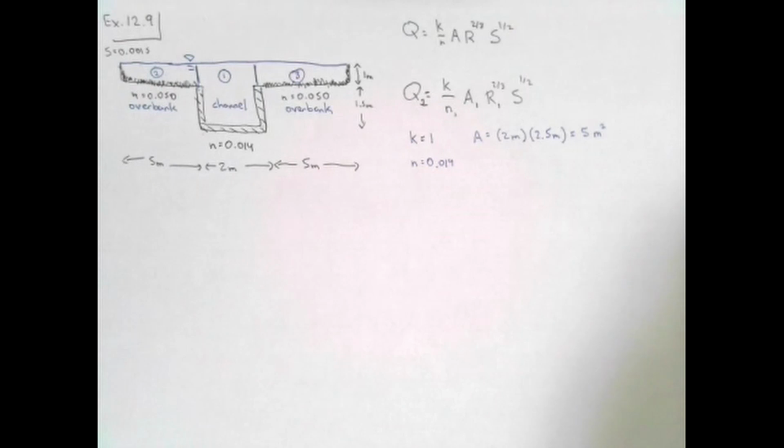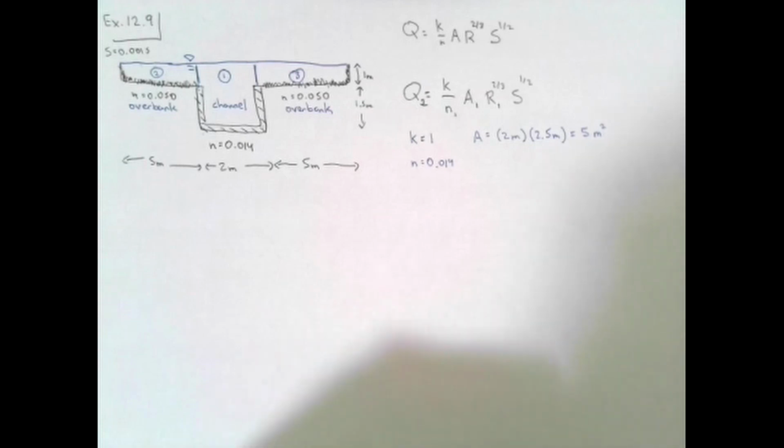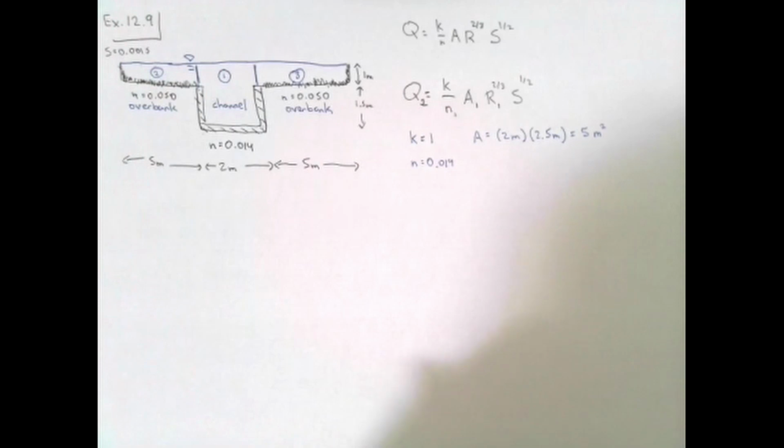Several situations allow us to do this. Other times, this may not be appropriate. It really depends on the type of channel. It depends on the difference between the n coefficients, and it really depends on even the depth of the overbank flow.